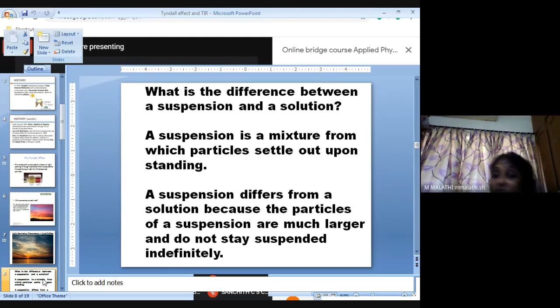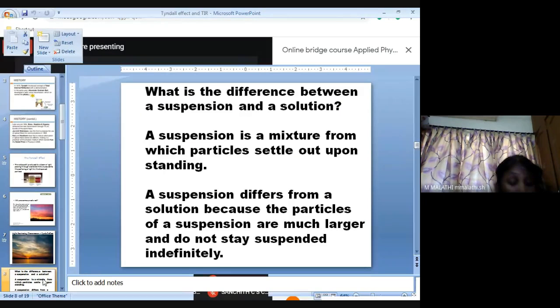A suspension is a mixture from which particles settle out upon standing. See, we take a solvent and a solute and dissolve it. After some time, the particles of the solute settle down. Then it is called a suspension. A suspension differs from a solution because the particles of a suspension are much larger and they do not stay suspended indefinitely.